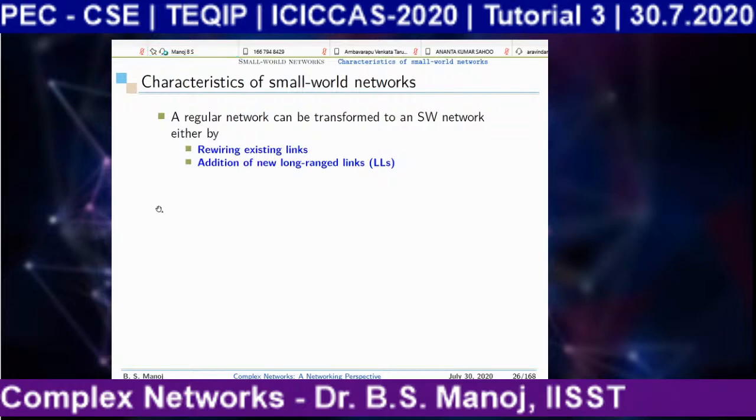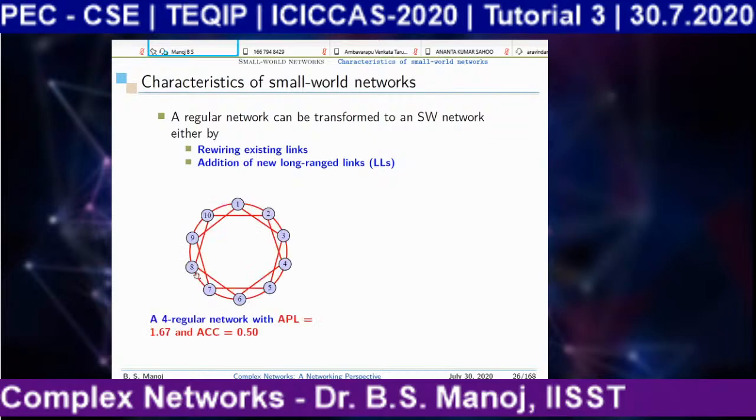Okay. Now let's take this particular network. It is a regular network. The regularity is in the kind of organization of links.